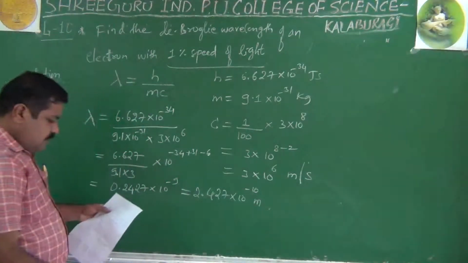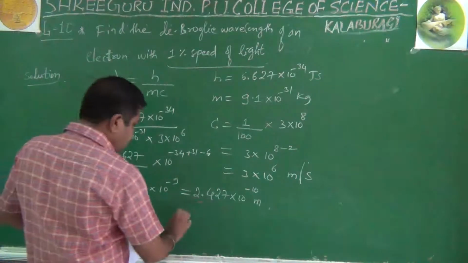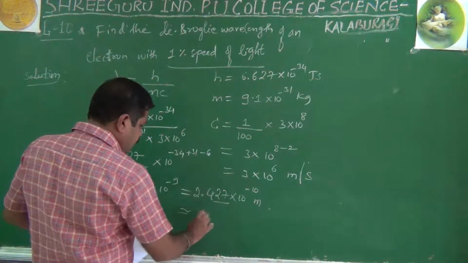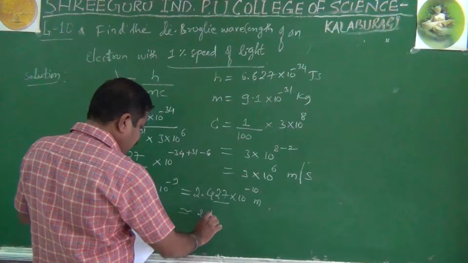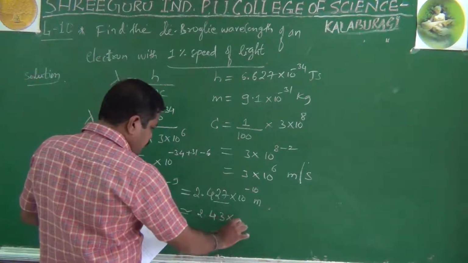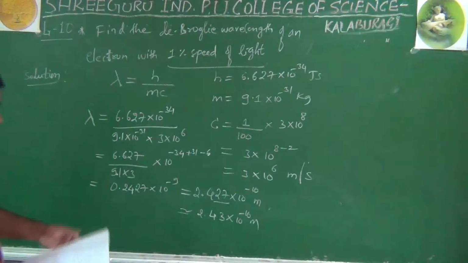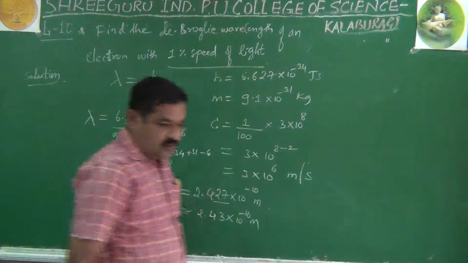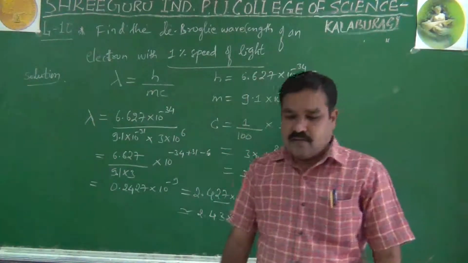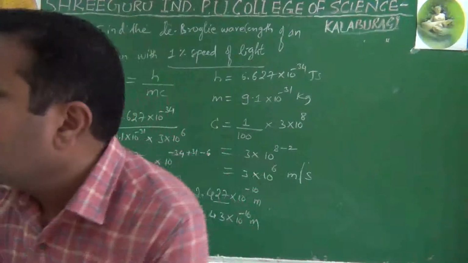So this is the de Broglie wavelength. Approximately 2.43 into 10 raised to minus 10 meter, or angstroms. So that is the final answer: the de Broglie wavelength of an electron traveling with 1% speed of light.